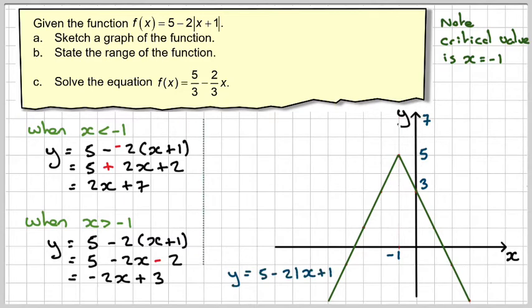So labeling the graph, it should look like that. Now, the range of the graph, well, the highest point here is 5. So it's not valid for values of y greater than 5. So the range is y is less than or equal to 5.